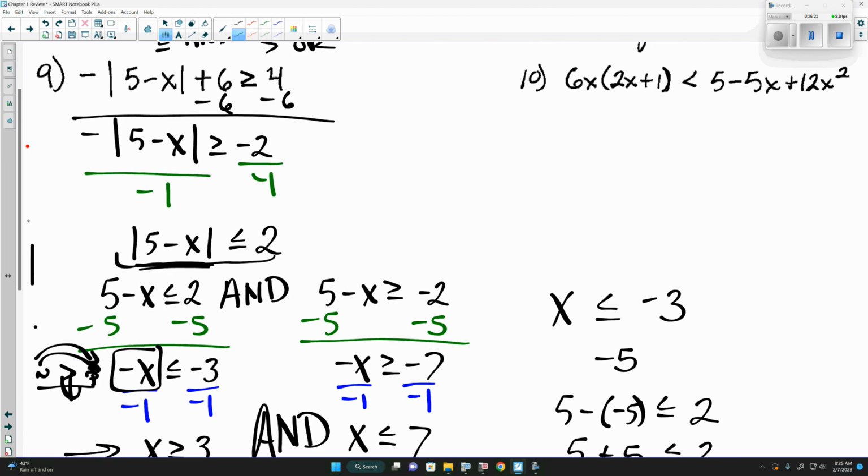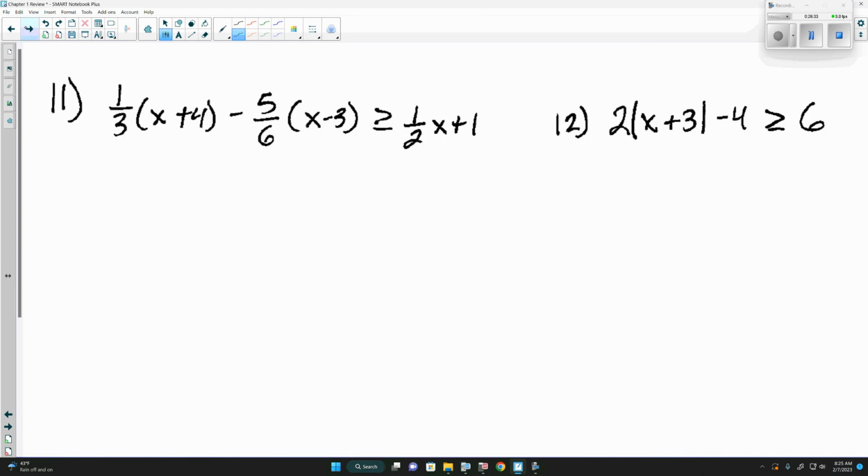I'm not going to worry too much about 10. I think y'all can get number 10. It's not a quadratic. That's why I added the plus 12x squared. The x squareds will cancel out. It's just going to be linear. Any other questions with these linear or absolute value inequalities? Or do we feel comfortable with these here? You want to look at number 10 or number 11? Ten or 11.